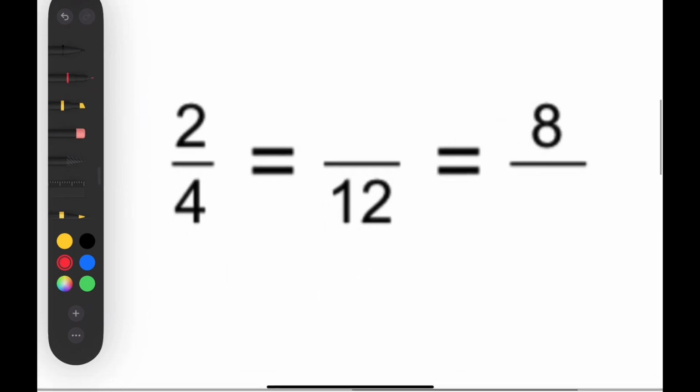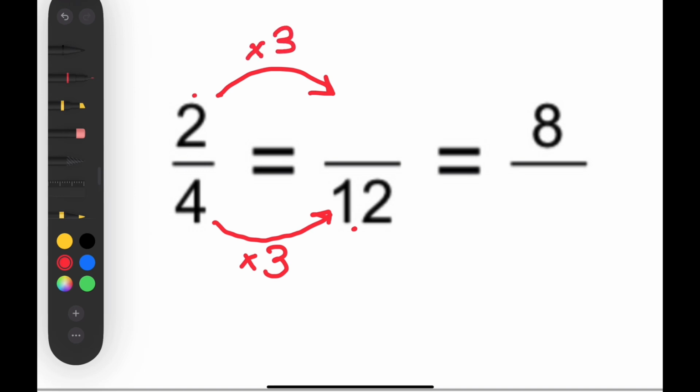Let's do one more together. This time, I am missing the numerator, but it's still the same principle. Whatever I do at the bottom, I do at the top. I know that 4 times 3 equals 12. So I have to do the same thing at the top. 2 times 3 equals 6.